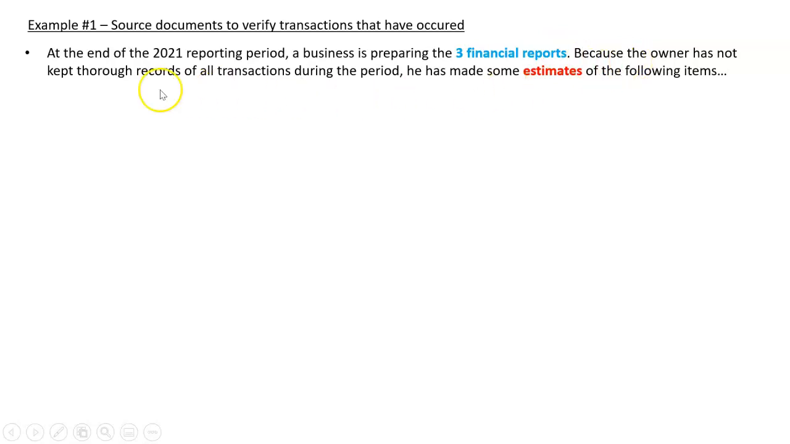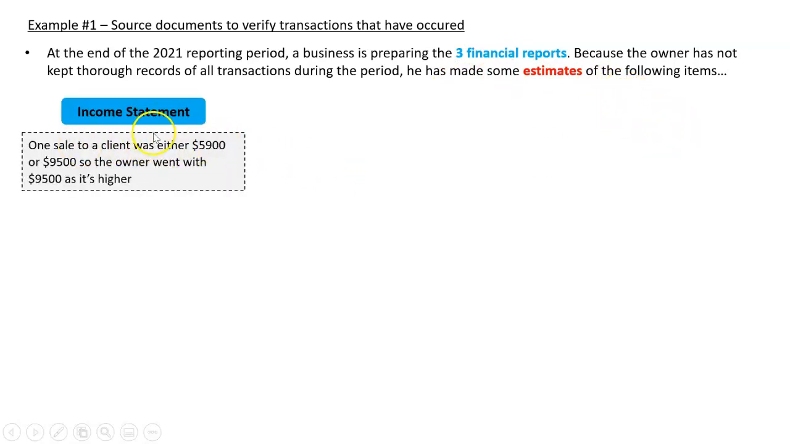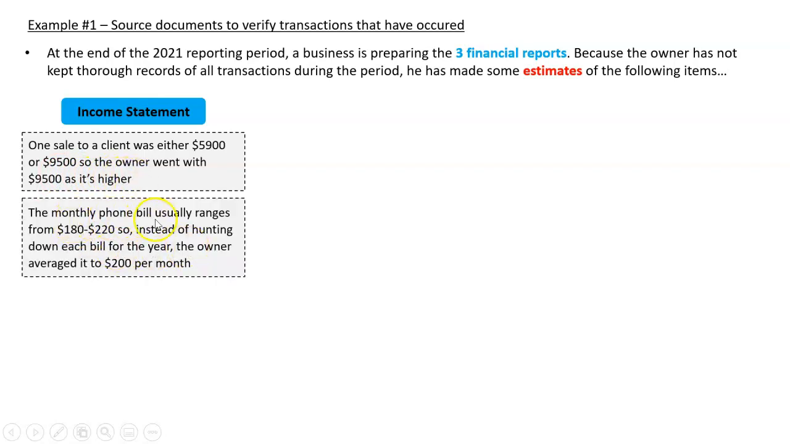So at the end of 2021, a business is preparing its 3 financial reports. But because the owner has not kept thorough records of all transactions during the period, he has made some estimates of the following items. In the income statement, he guessed that one sale to a client was either 5,900 or 9,500. He couldn't remember which was which, so he just went with 9,500 because it's higher. What else did he do? Well, the monthly phone bill is usually different each month, between 180 and 220. He couldn't be bothered hunting down each bill, so he said, let's average it out and say it was $200 per month.